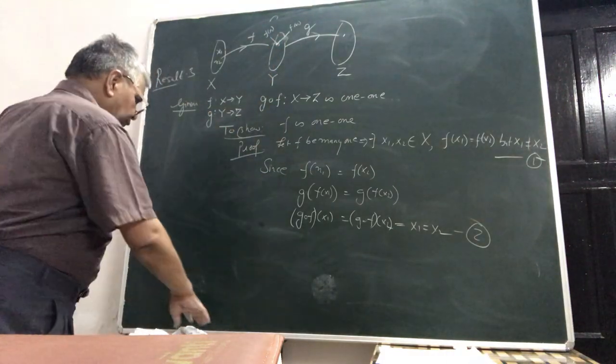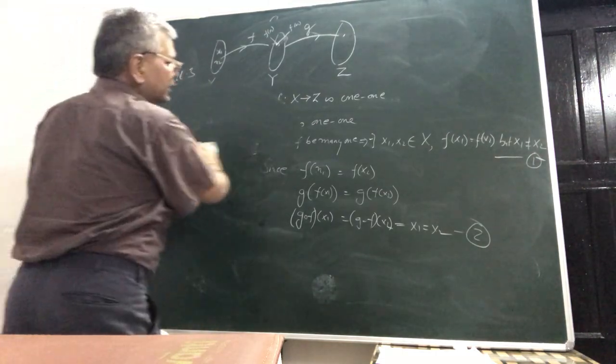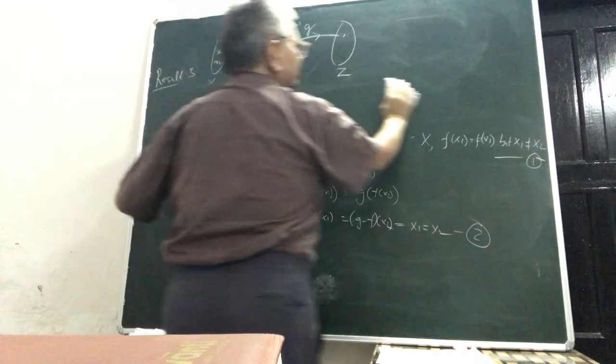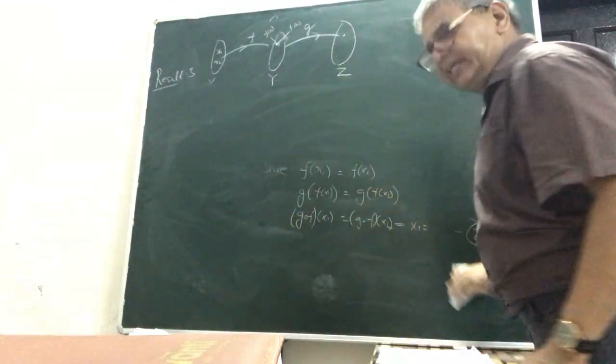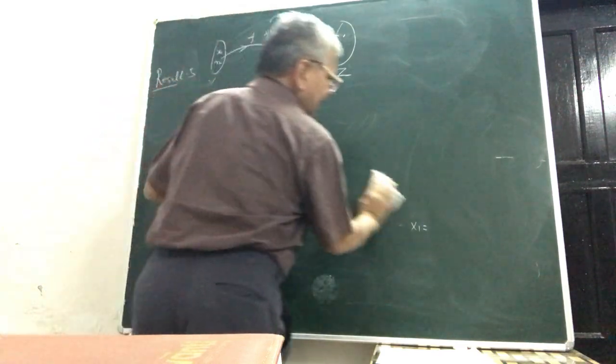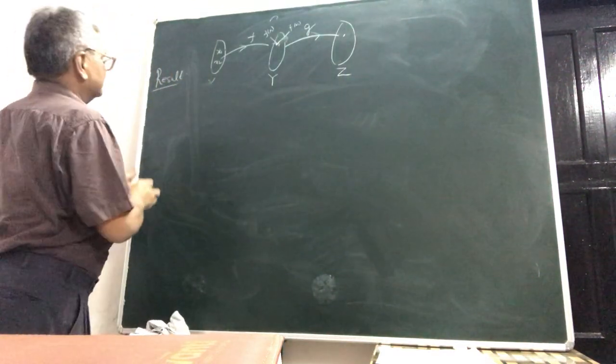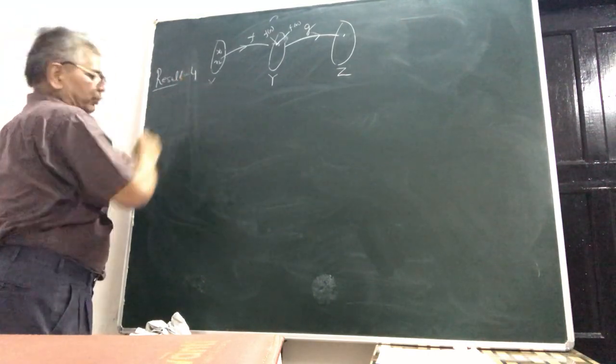Now we will prove the fourth result here. And the fourth result here, interestingly, will be the same. This time, what will be given to you? This time, given will be that g of f, this composition function, is an onto function. So I am taking the result 4.